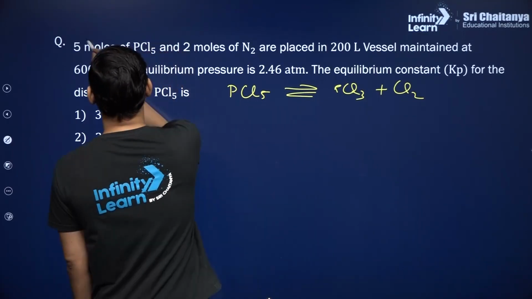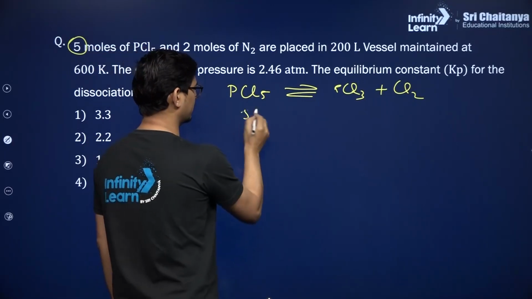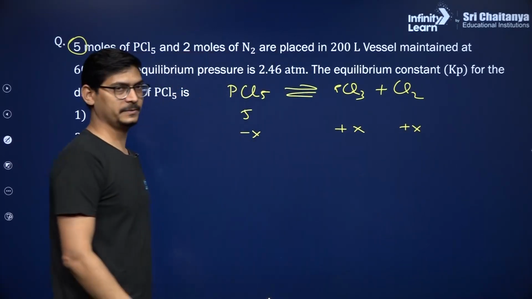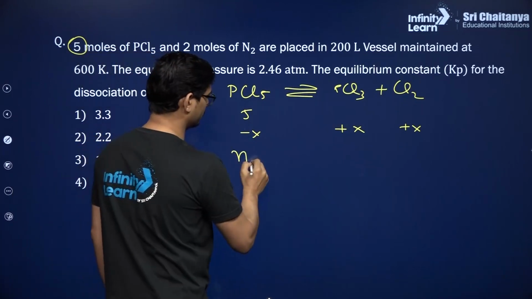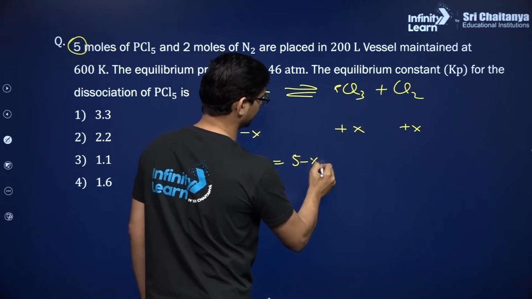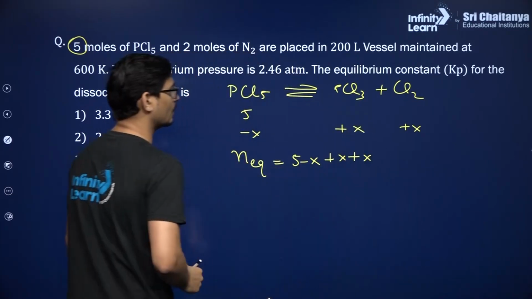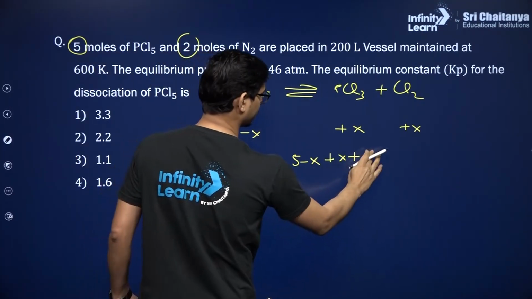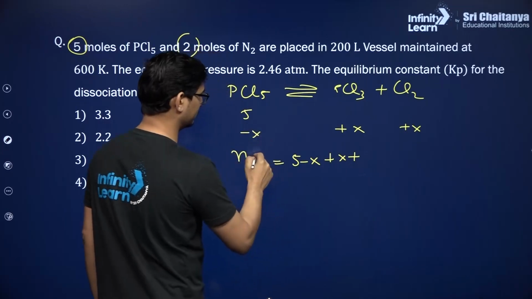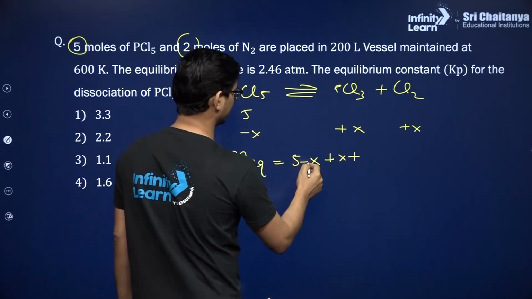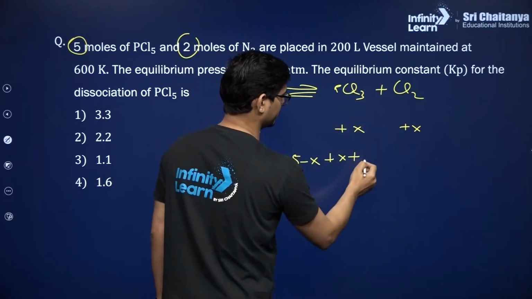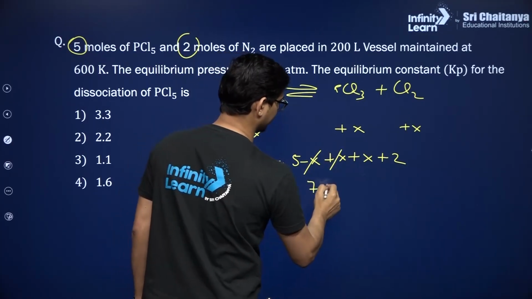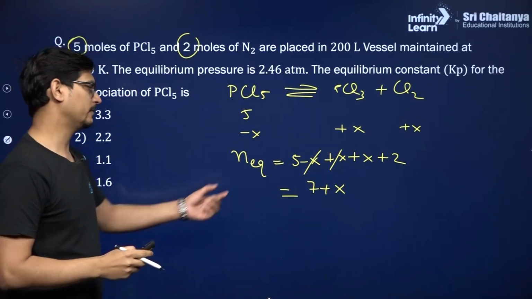So guys, because we are taking 5 moles of PCl5, let us say x moles of PCl5 reacts, it will lead to the formation of x mole each of PCl3 and Cl2. At equilibrium, the total number of moles will be 5 minus x plus x plus x, and also because there are 2 mole of nitrogen, so there will be 2 mole of nitrogen. So that will be 5 minus x for PCl5, for PCl3 x, for Cl2 x, and then for nitrogen it is 2, right. So this is 7 plus x. So total number of moles at equilibrium will be 7 plus x.